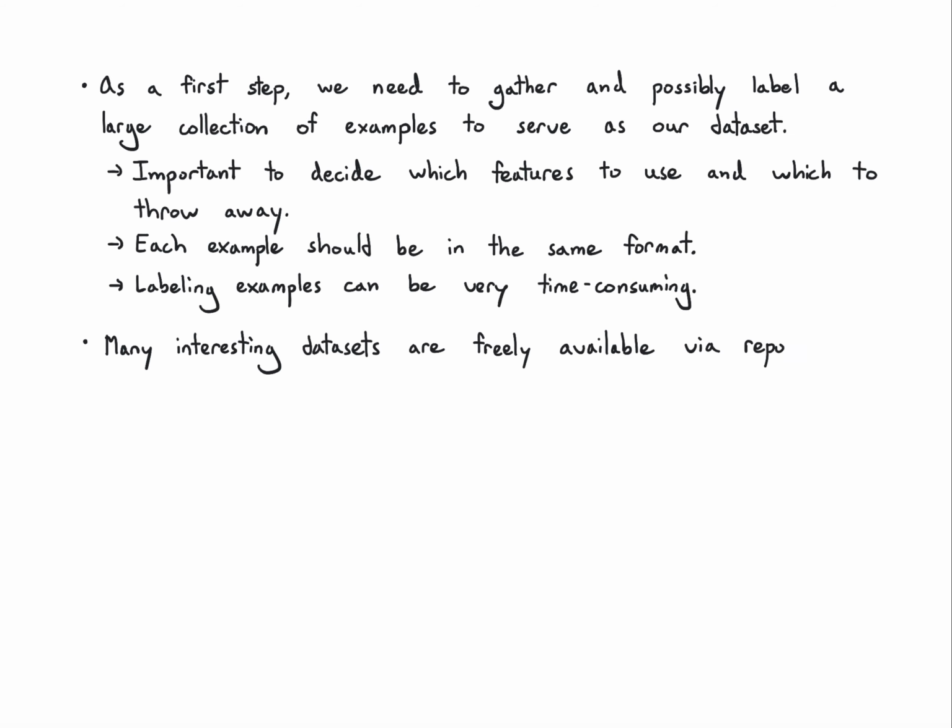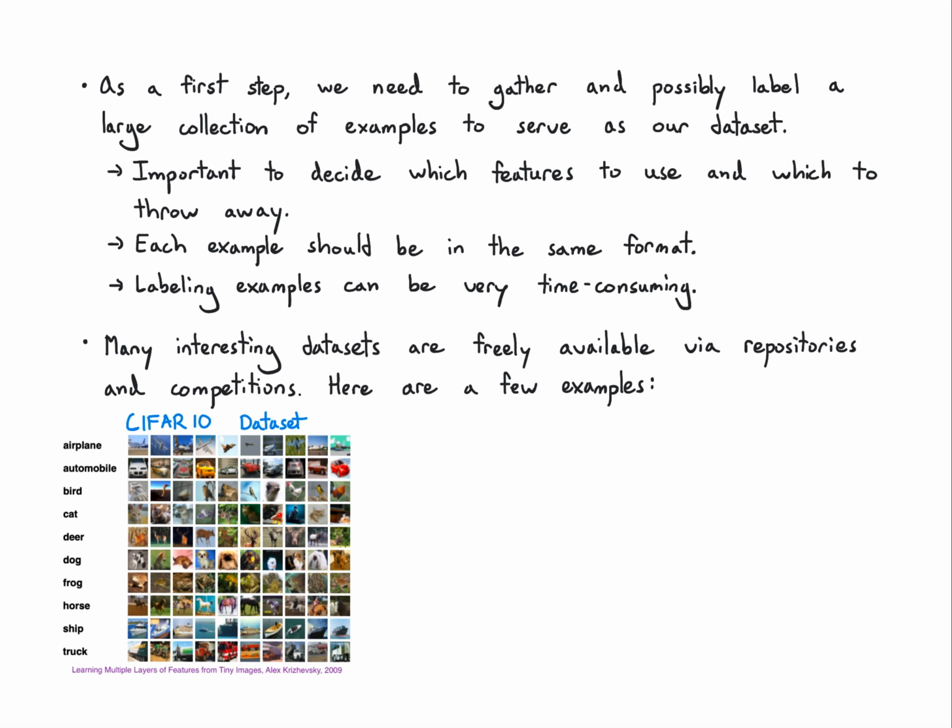And there are lots of repositories and competitions online that make these available. Okay, I'm just going to spell out a few examples, but you can find lots. So one would be CIFAR-10. CIFAR-10 is an image classification data set. And you can see here that there are 10 classes: airplane, automobile, bird, cat, deer, dog, frog, horse, ship, and truck. And it has 80 million tiny images that belong to one of these 10 categories.